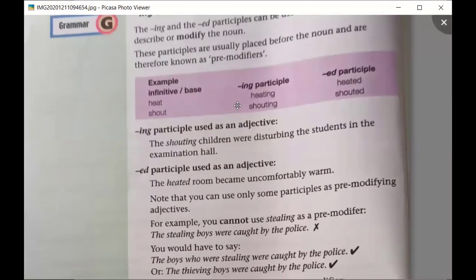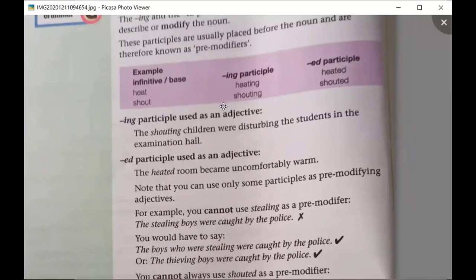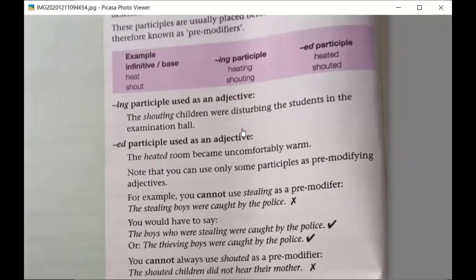Now we learned some basics of these things. Maybe here we will learn something advanced or something new. The infinitive base verbs here are heat and shout. So heating and heated, shout, shouting and shouted. Okay, let's see some examples.